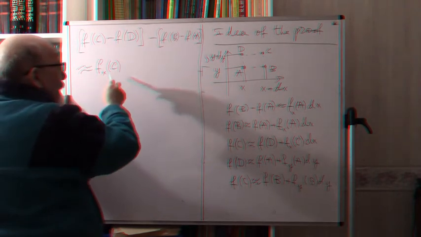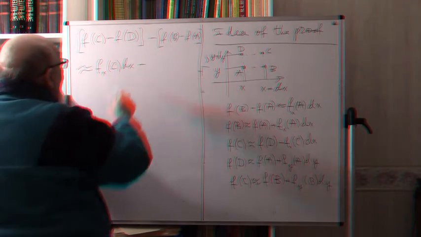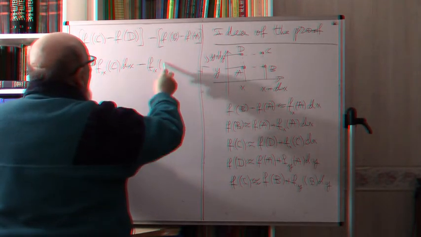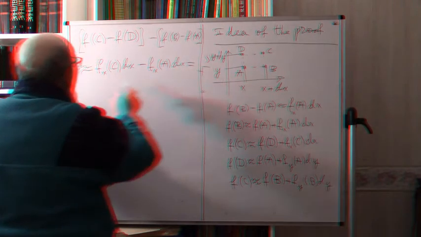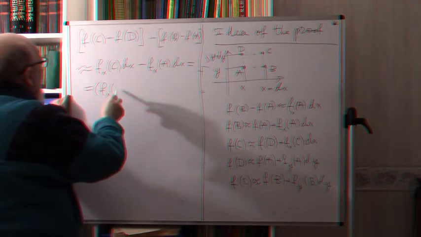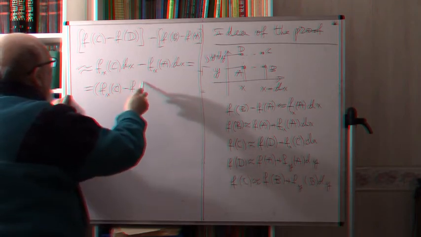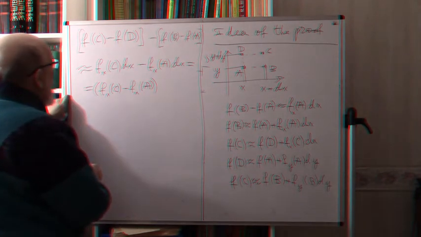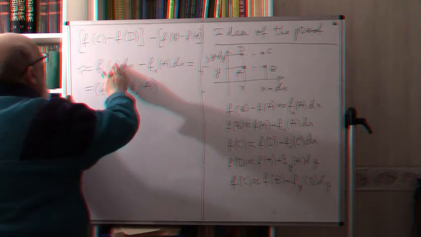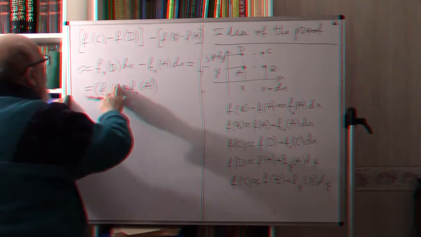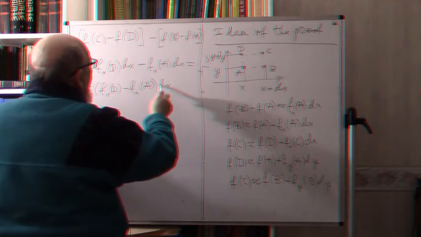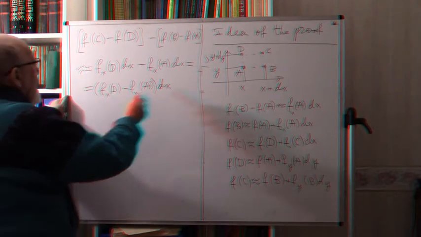fx of C dx minus fx of A dx equals fx of C minus fx of A dx. Now what is fx of D minus fx at A?